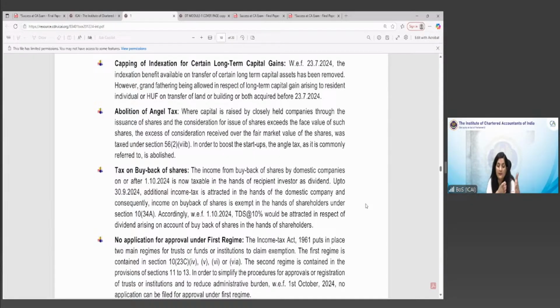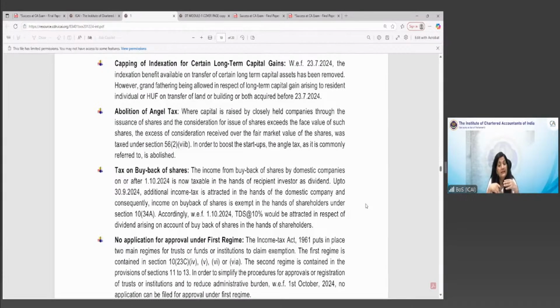If the buyback takes place beforehand, then the company is required to pay the buyback distribution tax, and the amount is exempt in the hands of the unit holders or the shareholders, right? So in that case, the earlier provisions are applied.